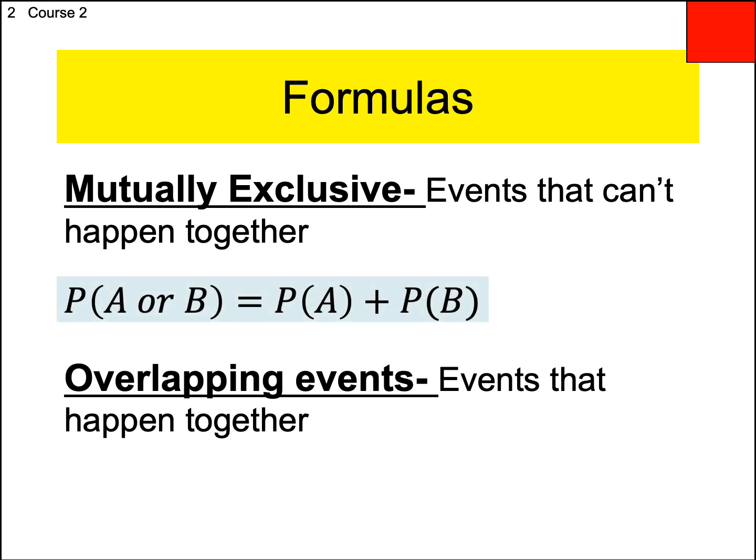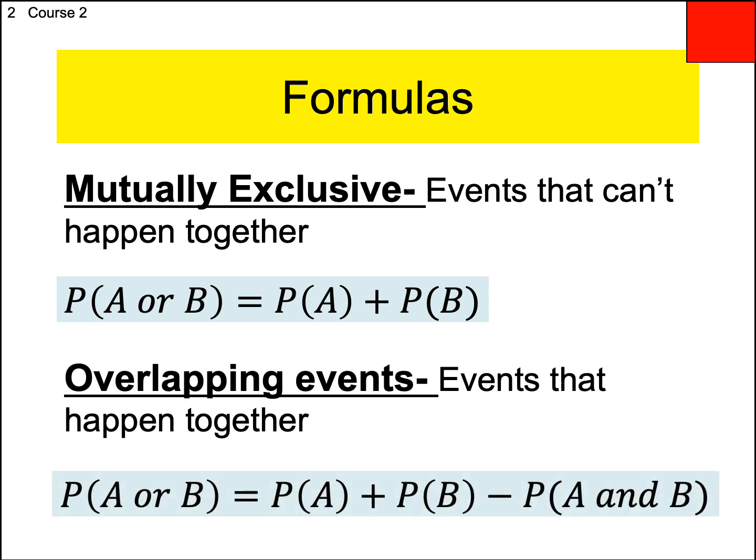So the formula for mutually exclusive looks like this. It's a little complicated, right? The probability of A or B, these are 2 events that cannot happen at the same time, is the probability of A plus the probability of B. All right, do not panic when I show you the overlapping formula. It looks way more complicated than it is.